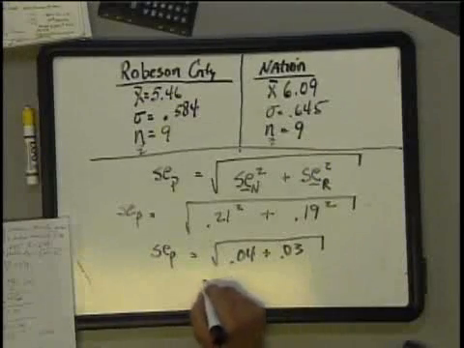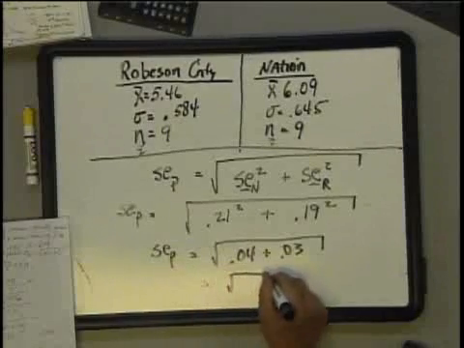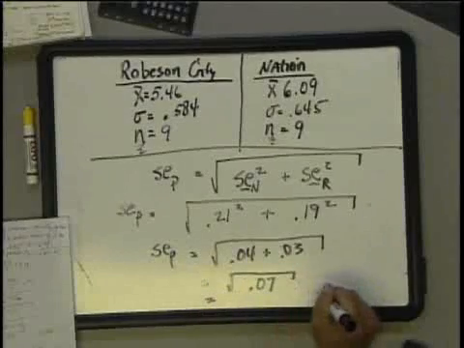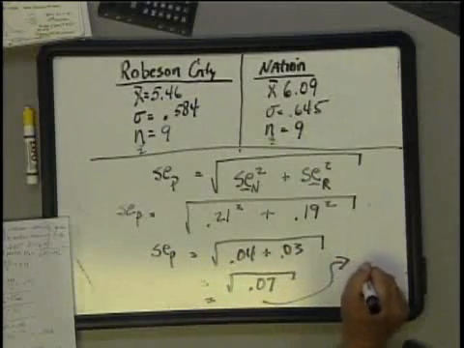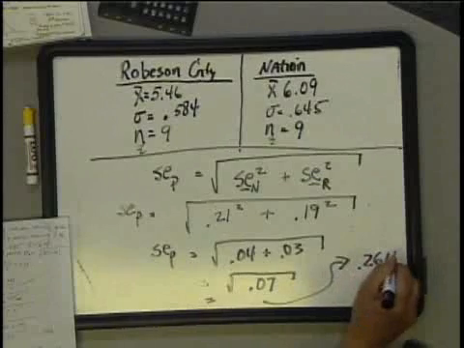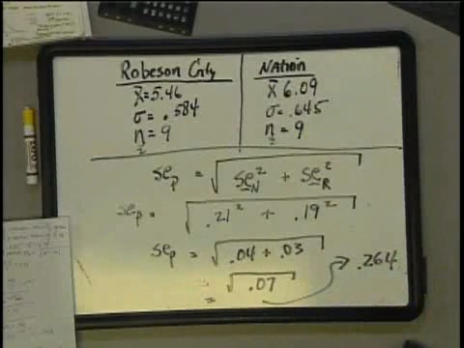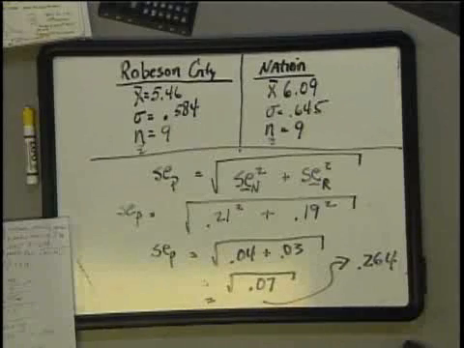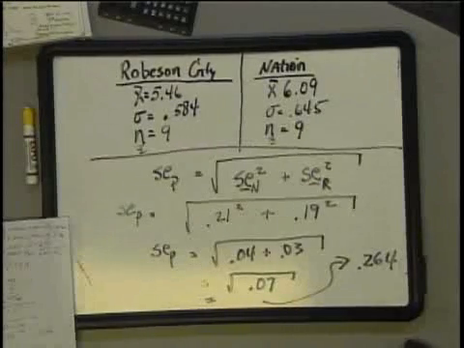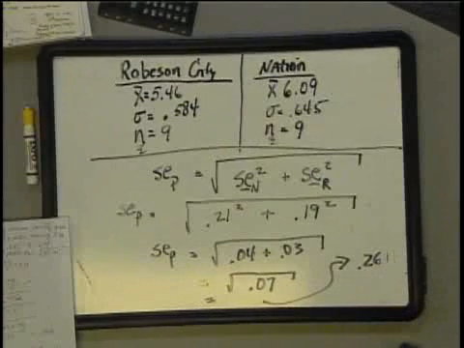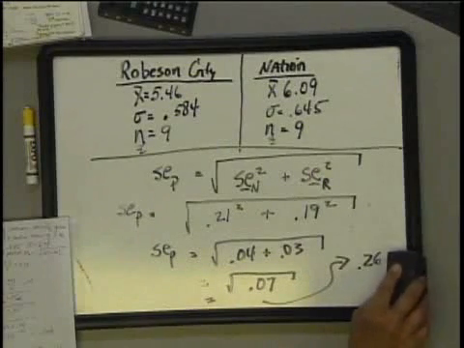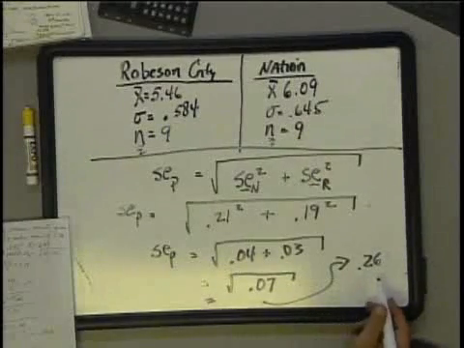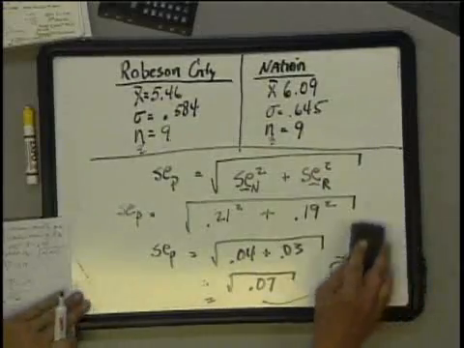And that's going to equal the square root of 0.07, and that's going to equal 0.264. Sound right? Did everybody get that? Latika? How do we know when to use 2 decimals versus 3 decimals? Whenever you want to. We could just use 2 here. So now we have the standard error pooled. Did everybody get that standard error pooled? Okay.